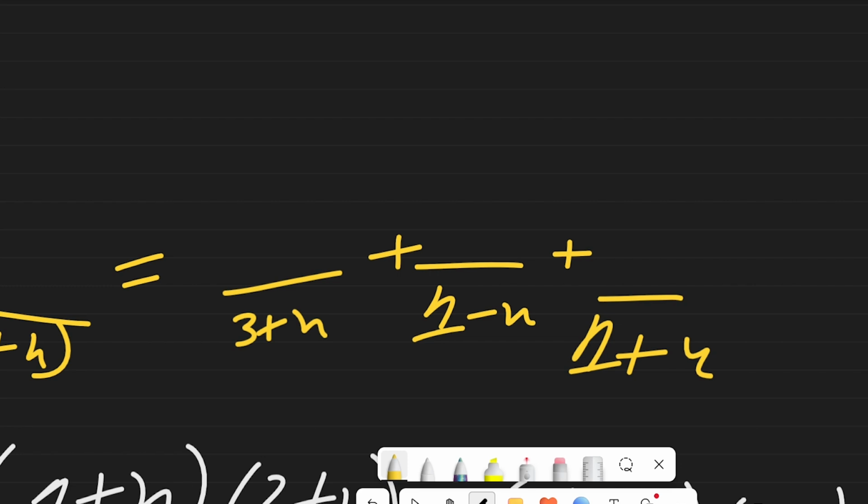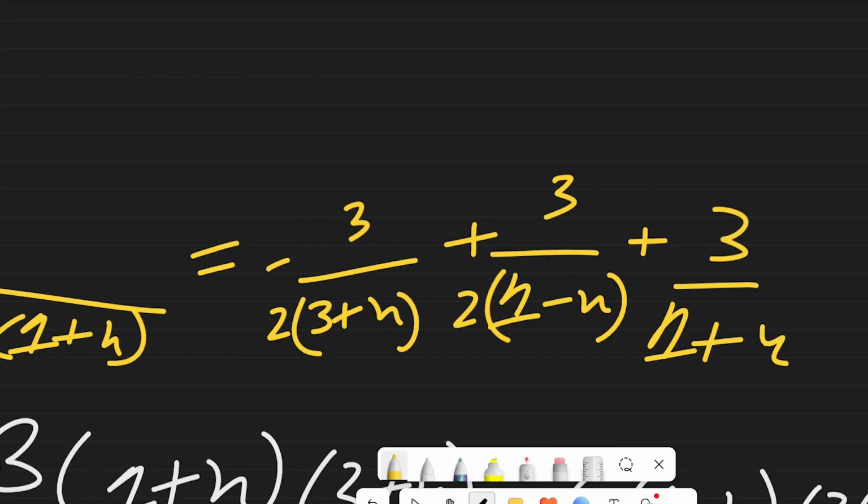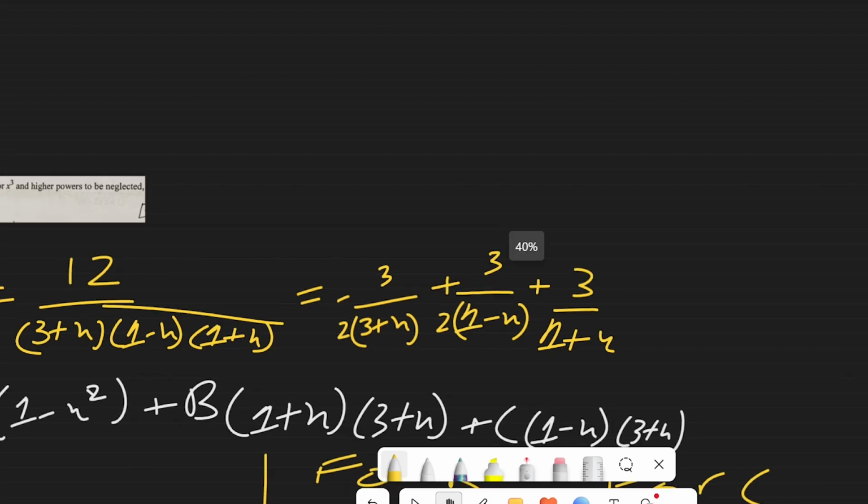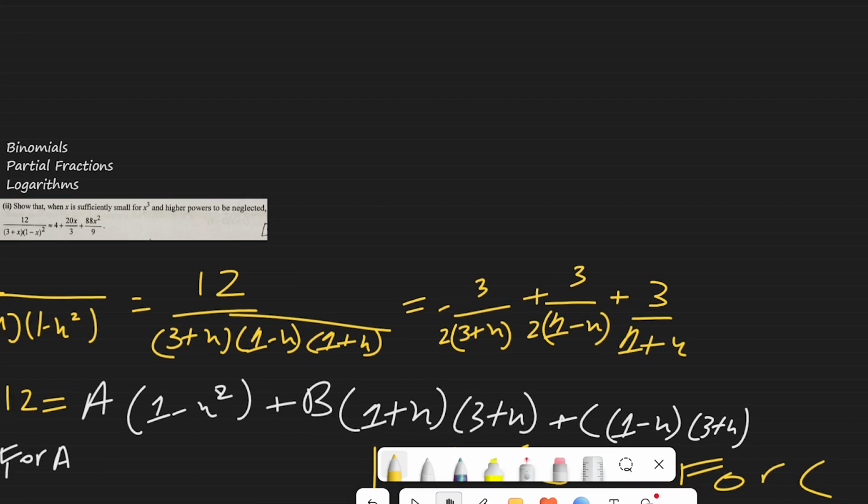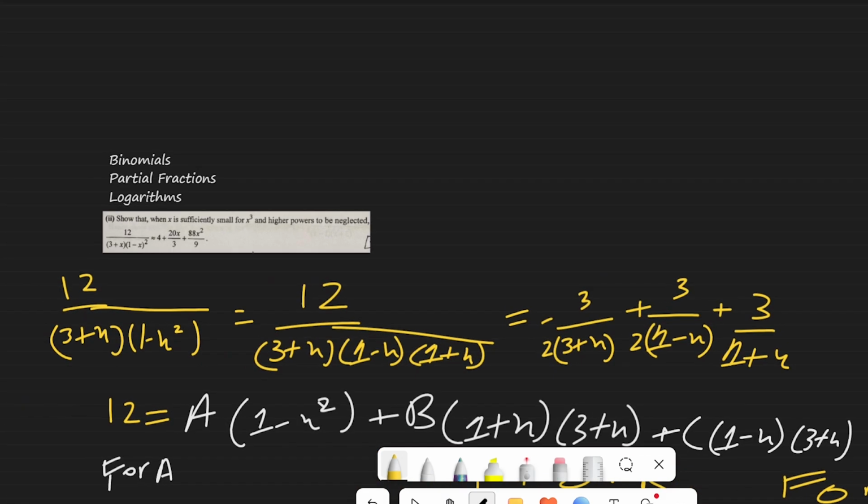Okay, fine. 3 over 2, 3 over 2, minus 3 over 2, and then we have positive 3. Okay, now what do we do? We solve this binomial expansion. Okay, and we need to get this as the answer.